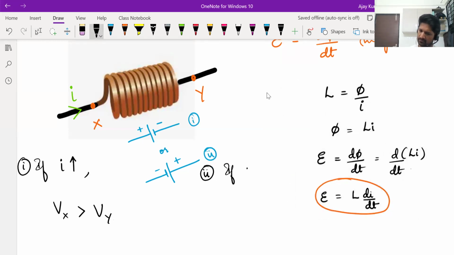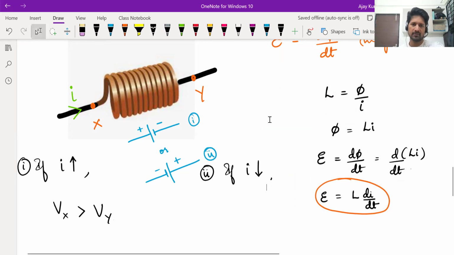Second case, if the current is decreasing, tell me what should the induced EMF do? Should it support the current or should it oppose the current? By some means the current is automatically decreasing. So what does the induced EMF do now? Support the current. It has to support. Then with what polarity should the induced EMF get produced, 1 or 2, to support the current? Sir, 2. Case 2.